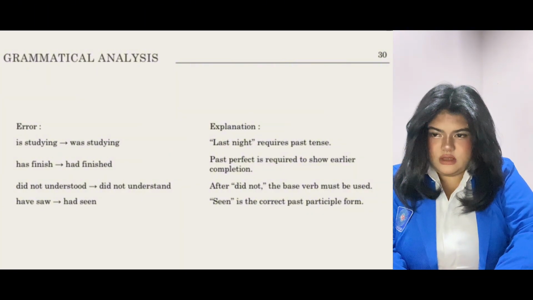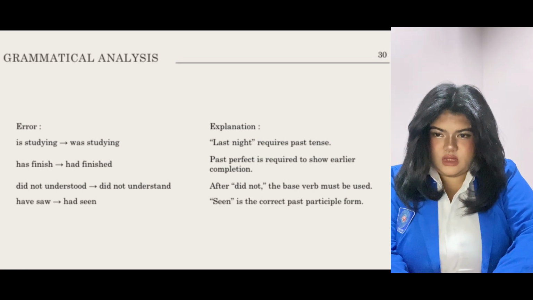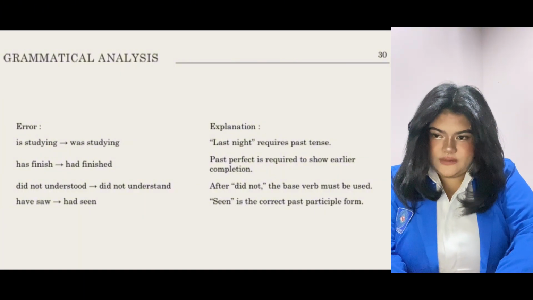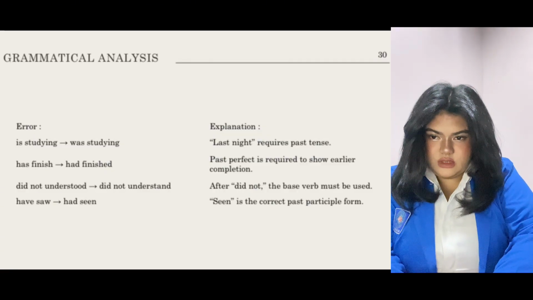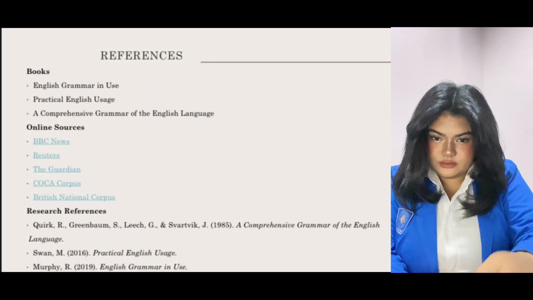And next, "did not understood". It should be "did not understand". The explanation is: after "did not", the base verb must be used. And the second one, "have saw". It should be "had seen". The explanation is: seen is the correct past participle form.